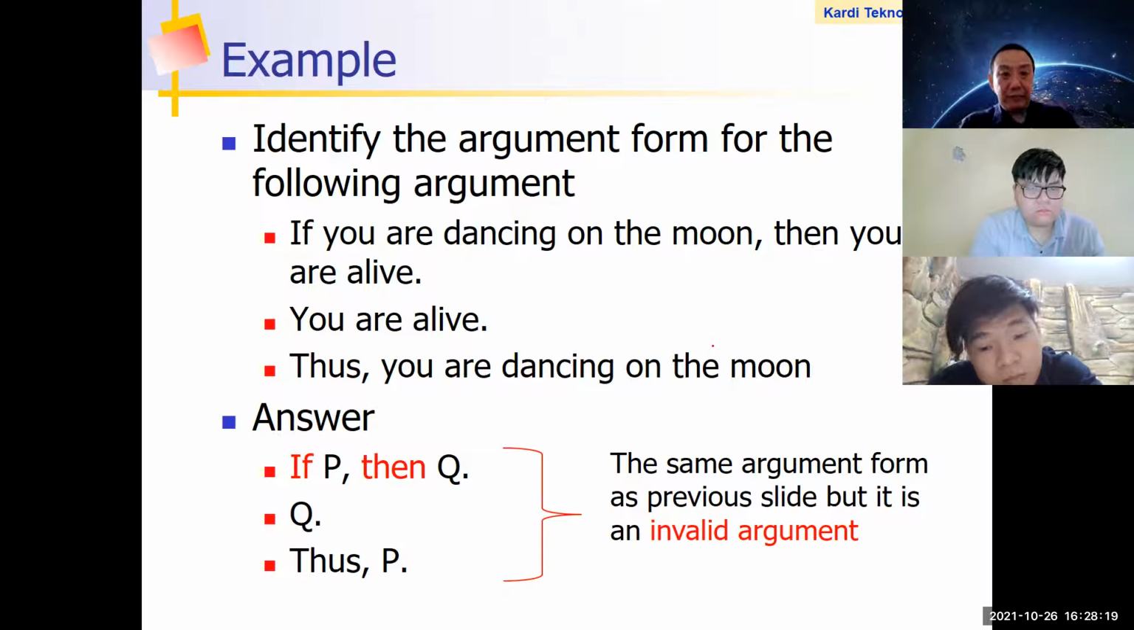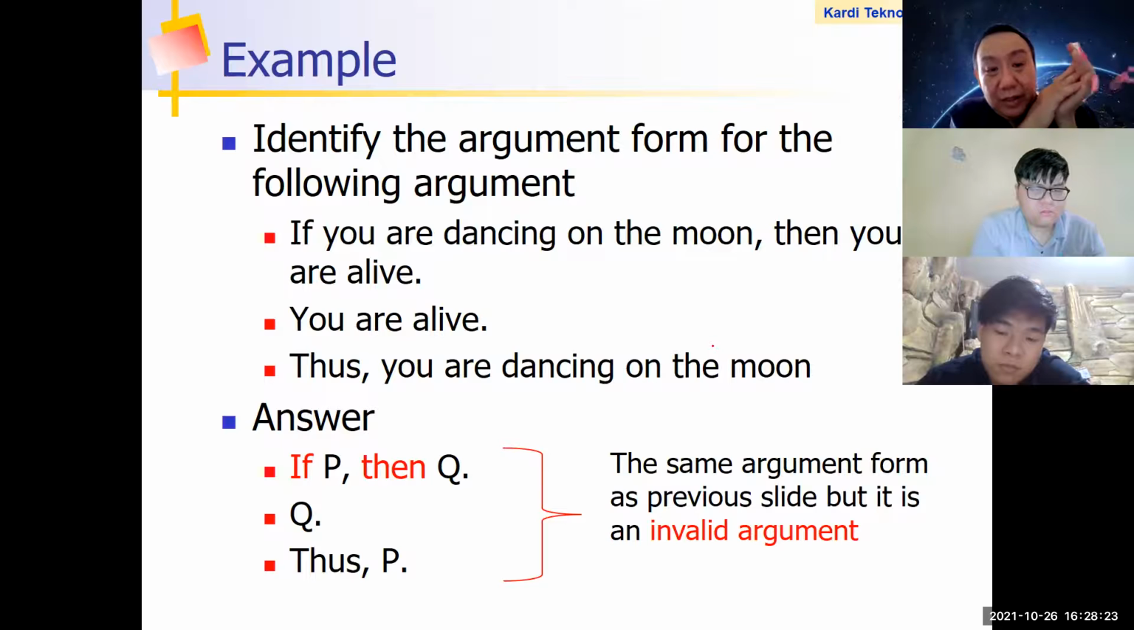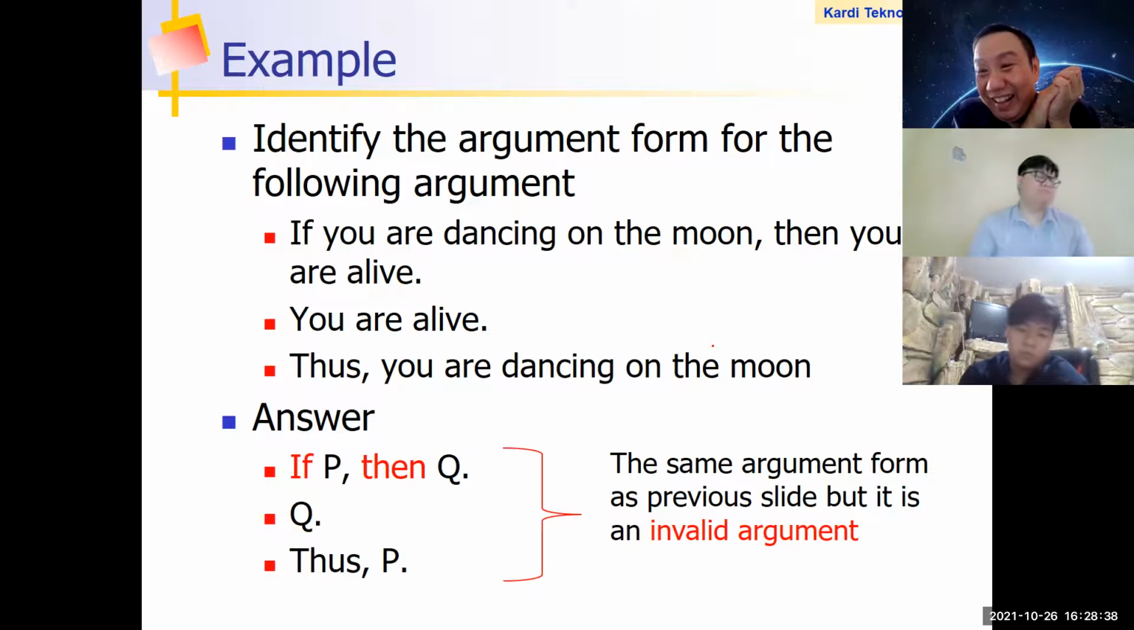So, this is a counter example. If you are dancing on the moon, then you are alive. If P, then Q, right? You are alive. Thus, you are dancing on the moon. Is that correct?